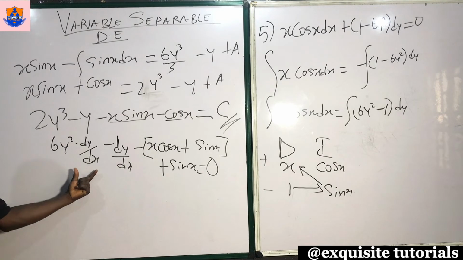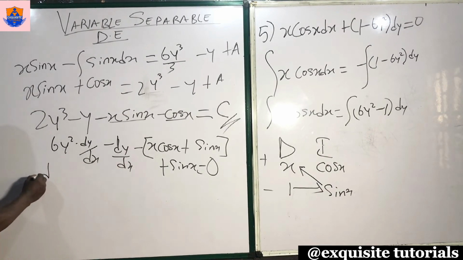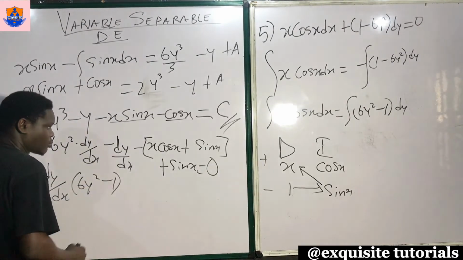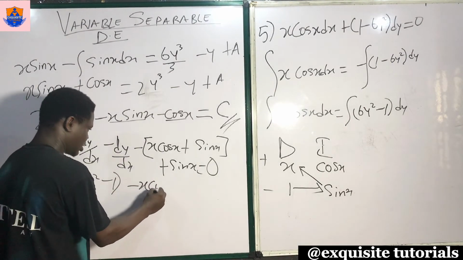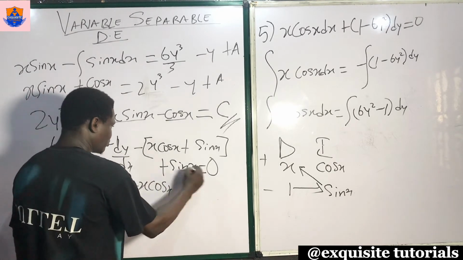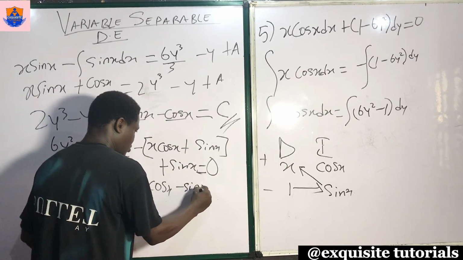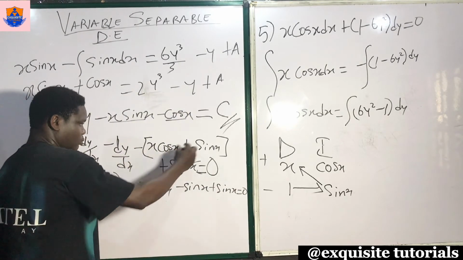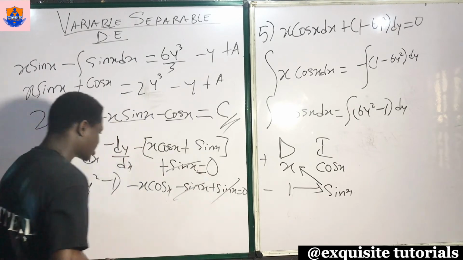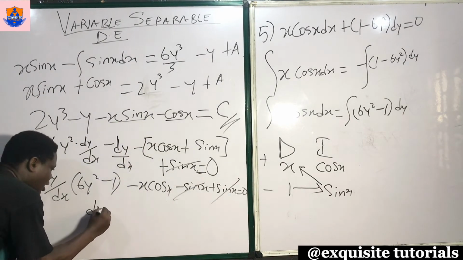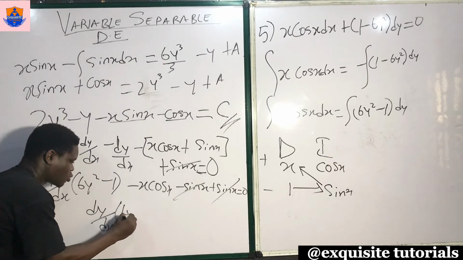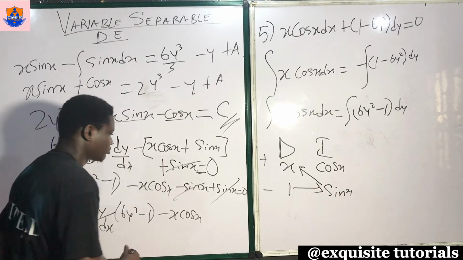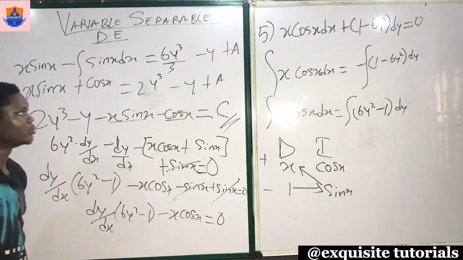If you observe carefully, dy dx is common here. So I'll have dy over dx, bracket 6y squared minus 1. Then minus x cos x. I want to open the brackets. Then minus sin x plus sin x equals 0. Now this guy can cancel out. So we are left with dy over dx, bracket 6y squared minus 1 minus x cos x equals 0.